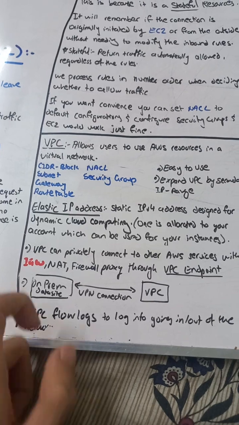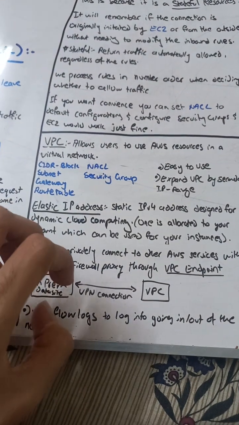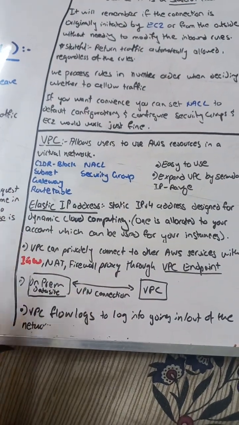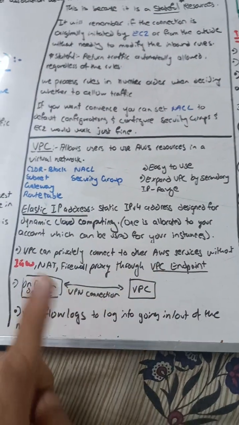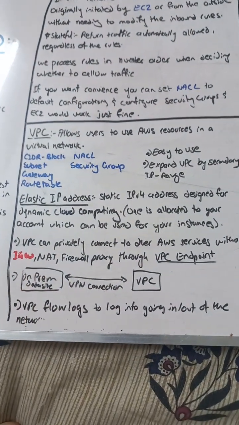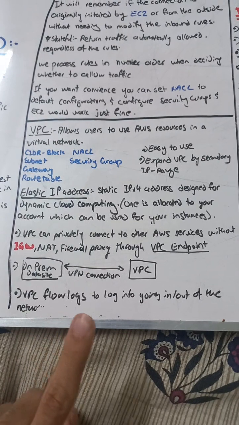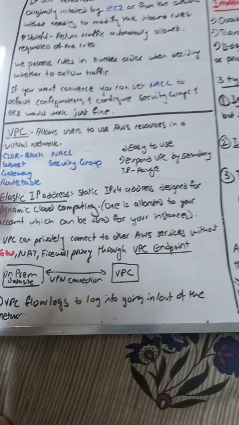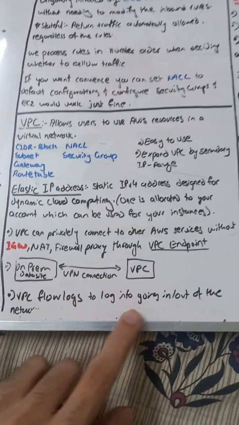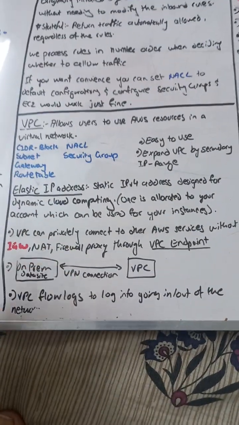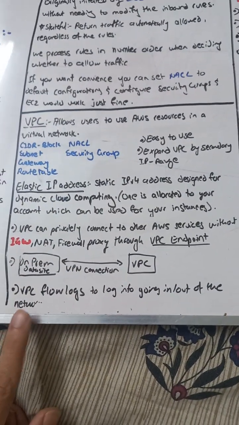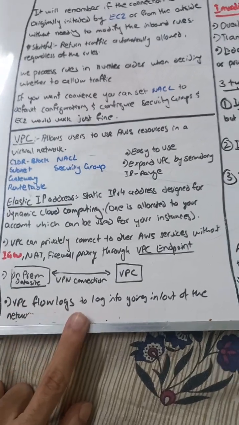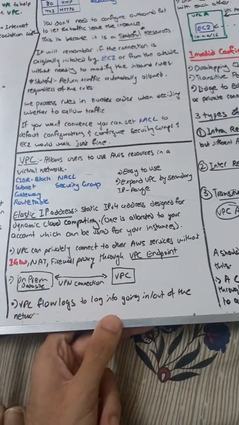If you have a private data center and you want that to communicate with your VPC, then for that you will be using a VPN connection. If you want to check what different IPs or devices are entering or communicating with your VPC, then for that you will be using VPC flow logs to know what information is going inside and outside of your network.